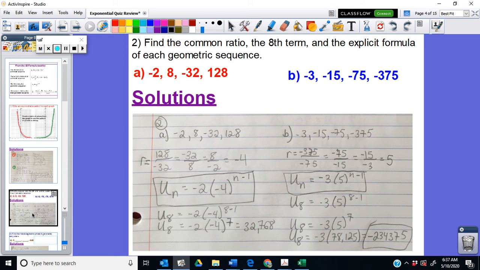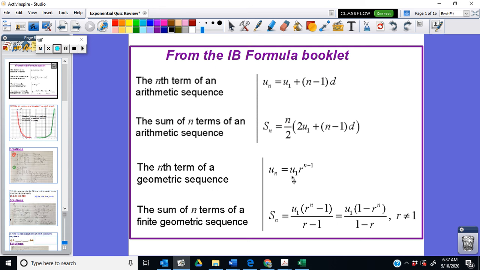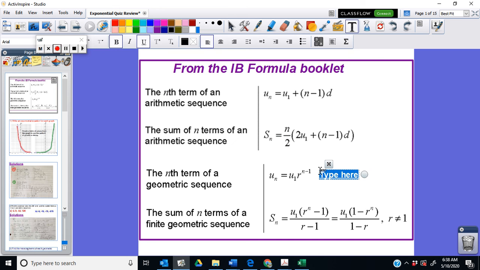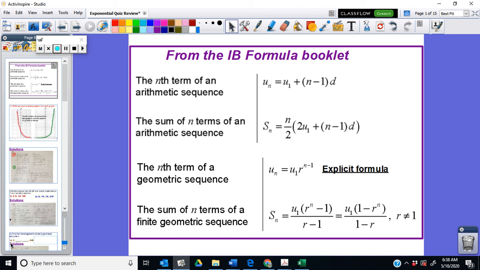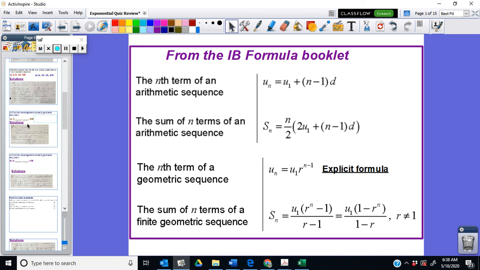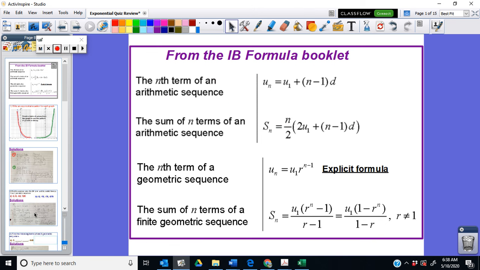The next set of questions asks you to find the common ratio, the 8th term, and the explicit formula. Well, the explicit formula is right here. This is the explicit formula, also known as the nth term. So there's your explicit formula, and that's what we will be using to model the patterns.